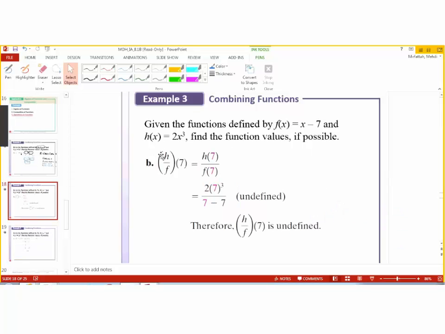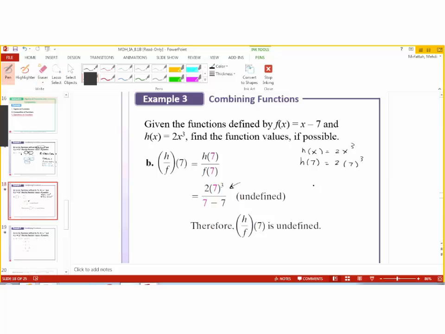Another example here: h over f of 7. That means h of 7 over f of 7. You evaluate what h of 7 is. In order to evaluate h of 7, you need to know what h of x is. It's right there already, so you just substitute 7 for each x. That's what we have here. And we need to also evaluate what f of 7 is.